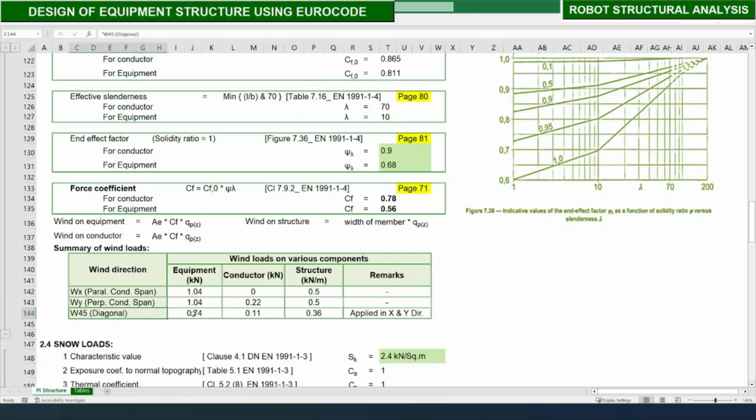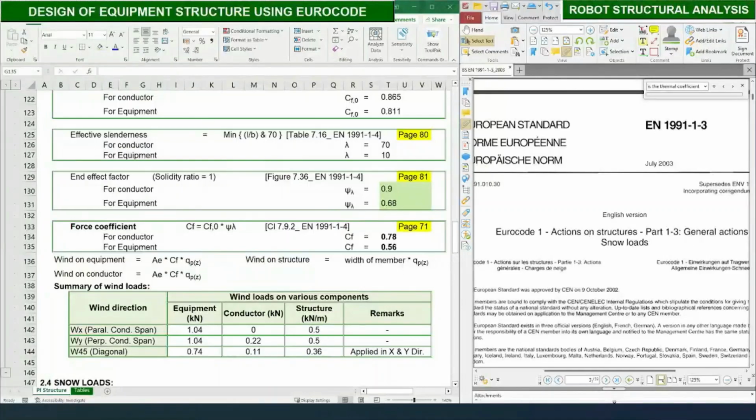In the last row you can find another load case for wind. It is 45 degrees, which is the diagonal wind load case. It is nothing but the square root of the summation of the squares of the above x and y. Similarly for conductor also, it is the square root of the summation of squares, and for structure also. So we need to apply this in x and y direction in the Robot structural model. Next we will look into the snow load calculation.